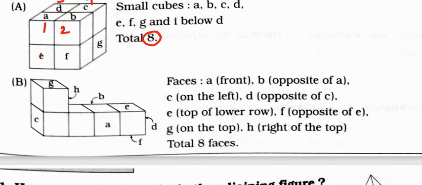Now see in figure B how many cubes. This is 1, this is 2, this is 3, this is 4 and this is 5. Okay, how many cubes? 5 cubes are there in figure B.